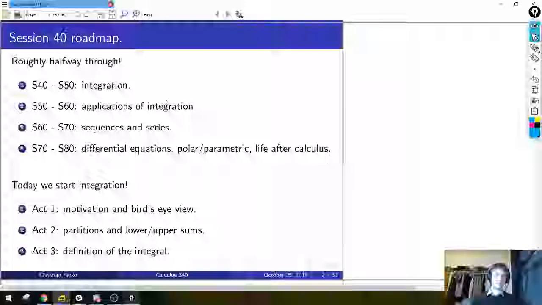Okay, so since it's been a week, let me just really quickly run through what we did last time, the Act 1, the motivation for the integral that we saw, and then I'll start doing some actual math, not just pictures.